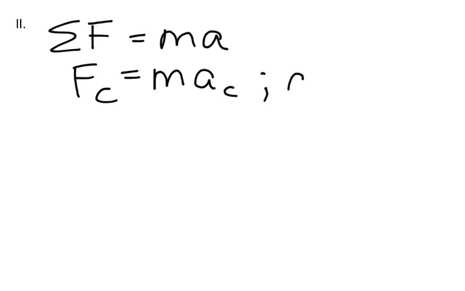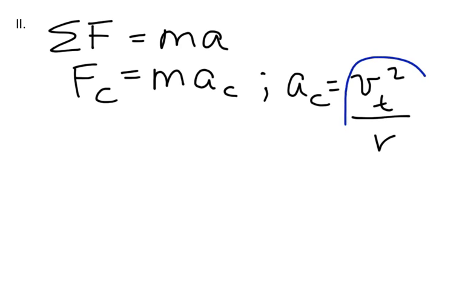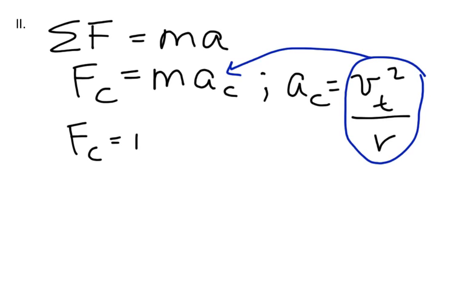Now, your centripetal acceleration has a formula as well, and that's equal to your tangential speed squared divided by the radius of your circle. So if we plug in our expression for centripetal acceleration here into Newton's second law, I get centripetal force is equal to m, or the mass, times your tangential speed squared all over the radius of your circle.